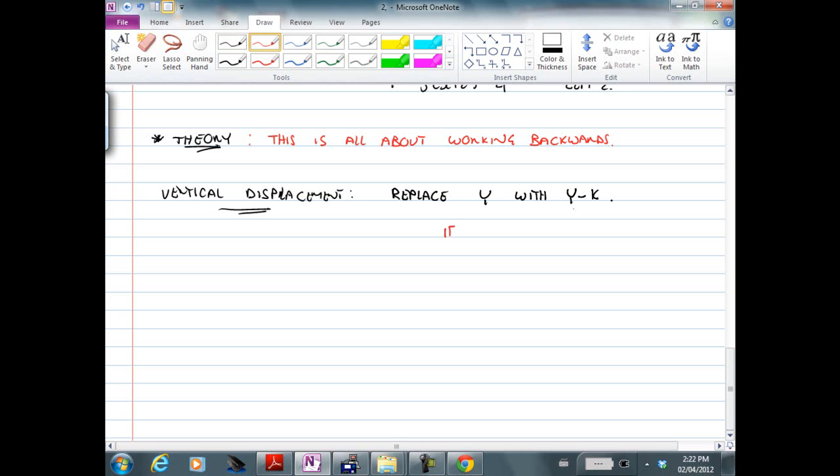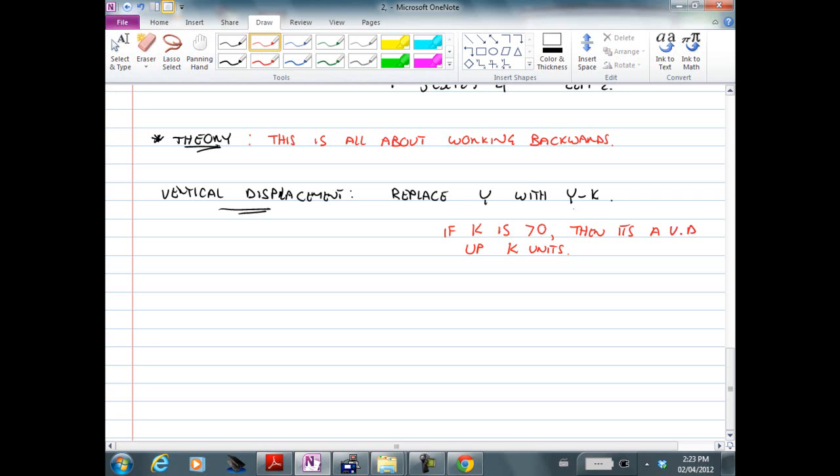If k is greater than 0, then it's a phase shift up k units. Oh, whoa, vertical displacement. Sorry. Then it's a vertical displacement. I'm using my wrong term. Then it's a vertical displacement up k units.